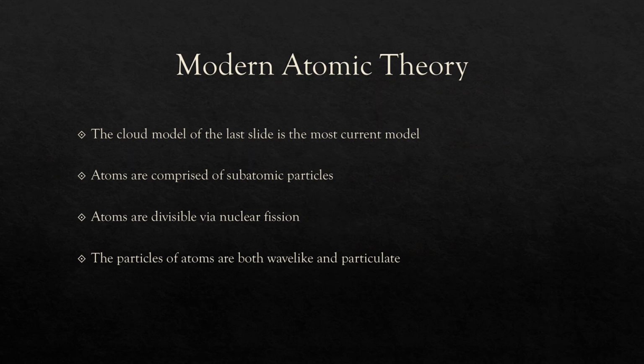Modern atomic theory today has the cloud model being the most current model. Atoms are comprised of some atomic particles, which are, for now, protons, neutrons, and electrons, positively, neutrally, and negatively charged, respectively. Atoms are divisible via nuclear fission, and the particles of atoms are both wave-like and particulate. We have much to learn about atomic theory, and we are far from being done.